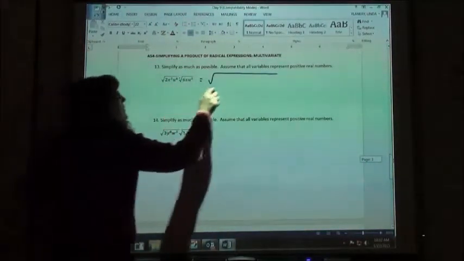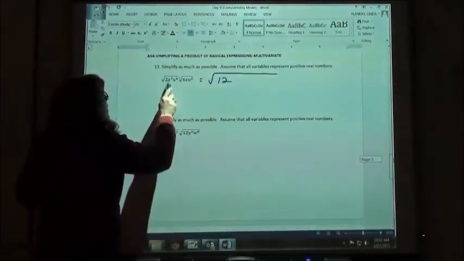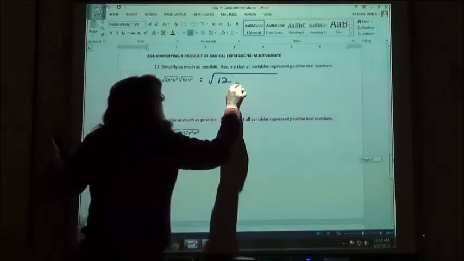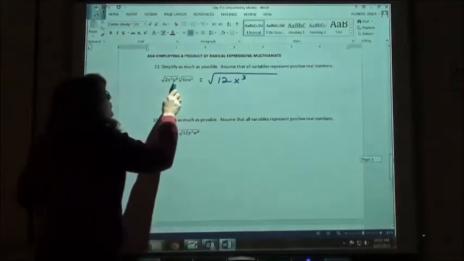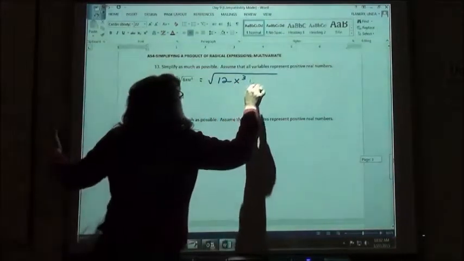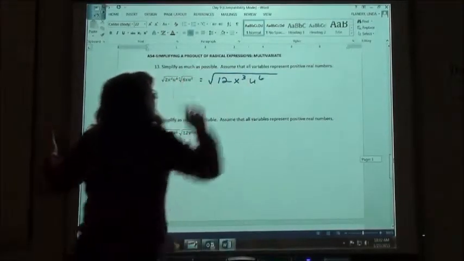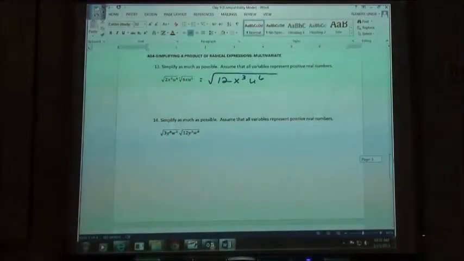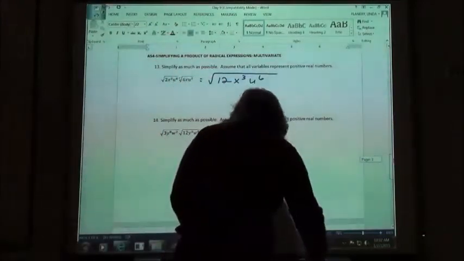So 2 times 6 is 12. X to the second times an x is an x to the third. U to the fourth times u squared, u to the sixth. Adding my exponents there, right? When I multiply, I add my exponents. So now I have that expression, 12x cubed u to the sixth.